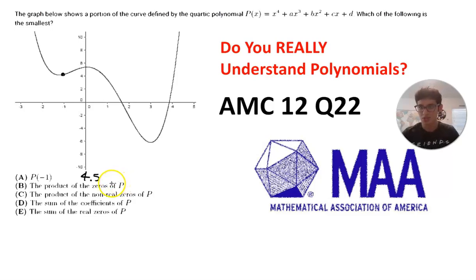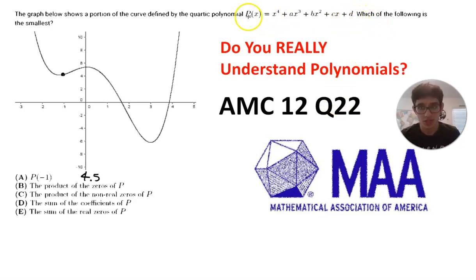And that's probably the best way to do this. Just write the rough estimates. They don't have to be perfect. But just write them near the option so you can easily compare. The product of the zeros of p. Well, just from Vieta's formula, we know that the product of the zeros of p will be d, right? But what is d over here? Well, we don't know, right?